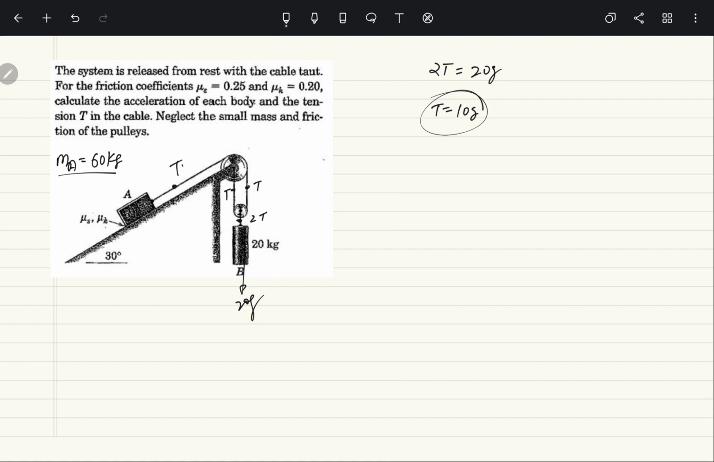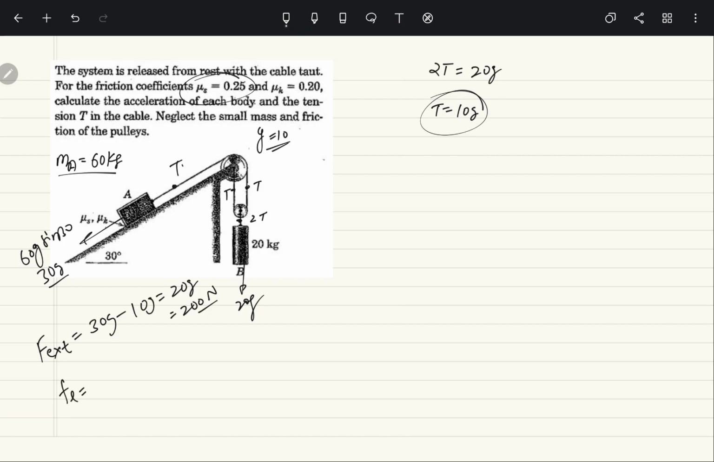Now based on this value, we'll try to find out whether this block A is moving or not. There is a friction, and we'll check whether the external force is less than or greater than the limiting friction. So for that we'll find the external force. This is 60G sin 30, which is nothing but 30G. So the net external force is 30G minus T, which is 10G. So it is coming as 20G. Now it is 200 Newton if we take the G value as 10.